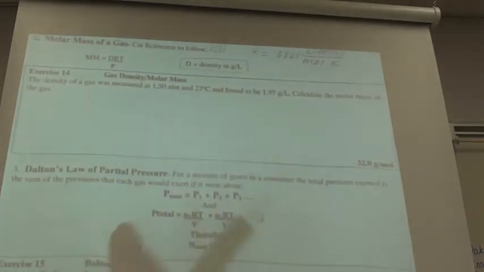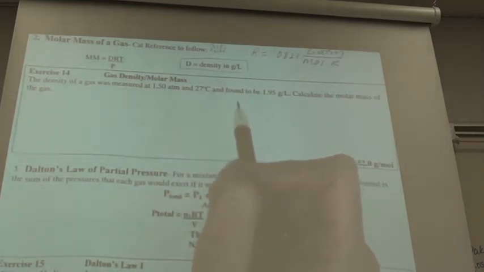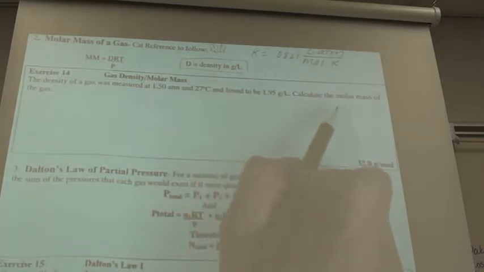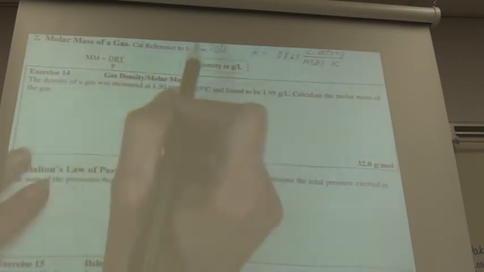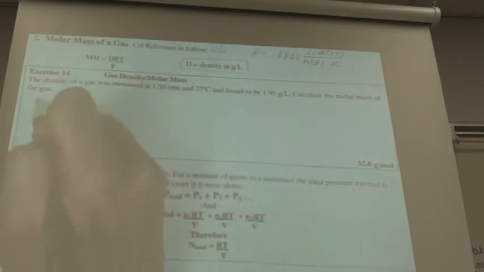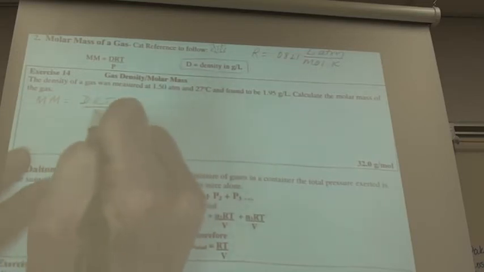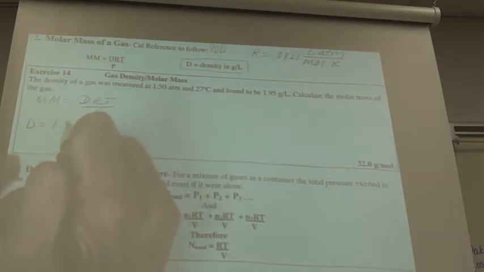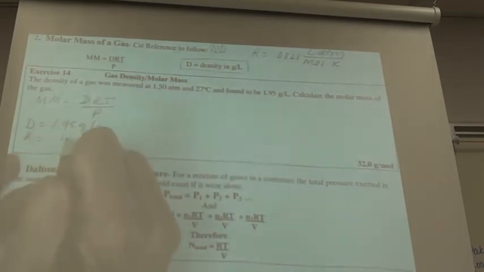Alrighty then. The density of a gas was measured at 1.50 atm and 27 degrees C and was found to be 1.95 grams per liter. Calculate the molar mass of the gas. Remember, this only works for gases. Molar mass is dRT over P. We know that density is 1.95 grams per liter. R is the gas law constant.